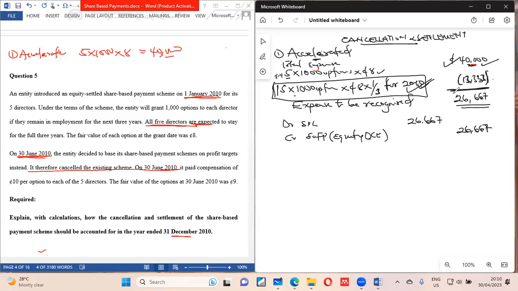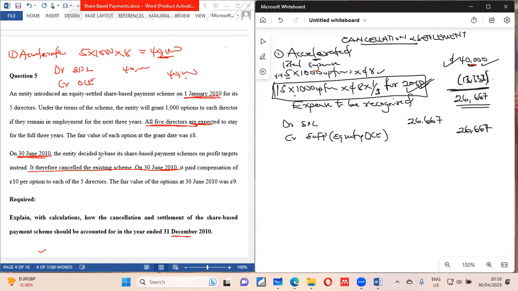Yes, please. So this would have been it. If the question stayed like this, then you move on to the amount that was paid. Here your acceleration will end up debiting your P&L and crediting your OCE with 40,000. This is what you should have done. Then the next thing I said was that any payment made up to the fair value at cancellation is treated as a deduction from what? The equity, which would have been this.